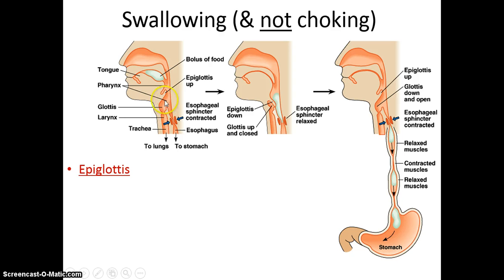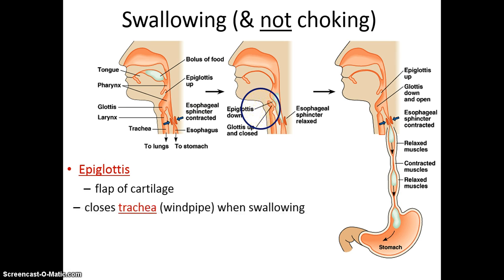And if you've ever gotten something going down the wrong way, it actually usually gets stuck over here in the epiglottis. It usually will not go down into your lungs. You'll start coughing before that happens. But that's what it means. You're trying to make sure that food goes to the stomach and air goes to the lungs. And the epiglottis's job is to ensure that that happens.